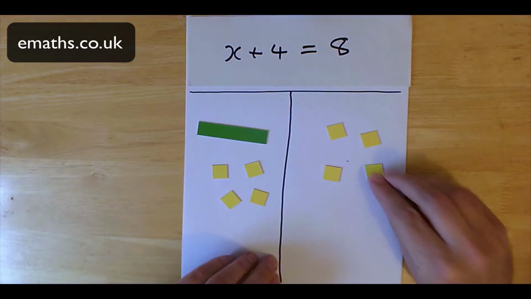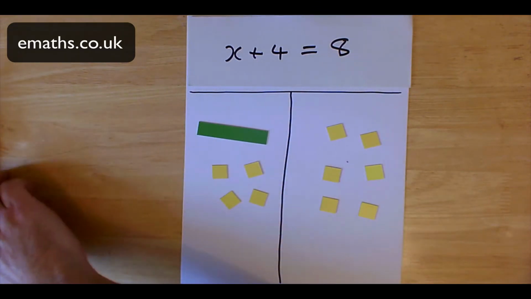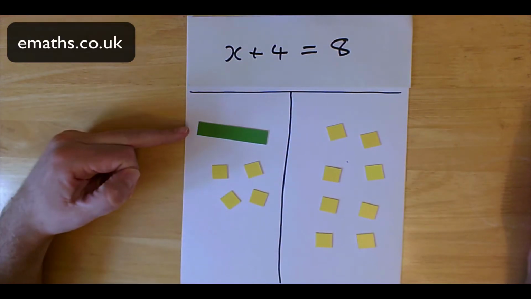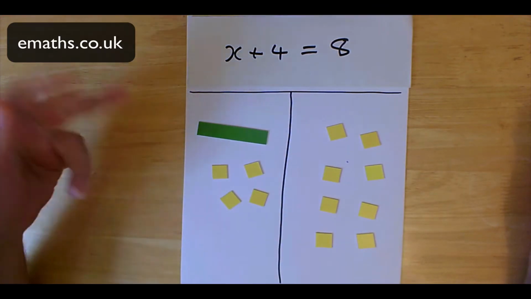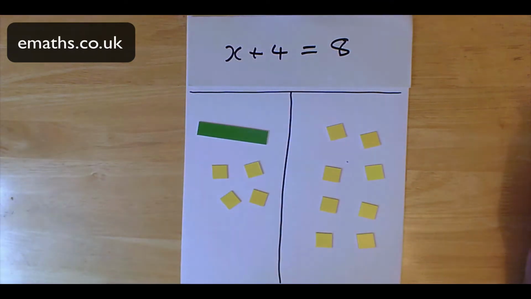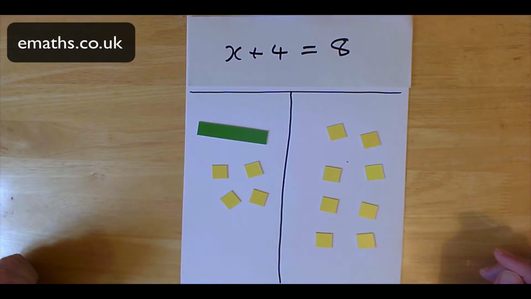And I know that these balance because I'm told by the equals sign that x plus 4 is equal to 8. What I want to do is isolate x. And I'll use this language with children. Isolate x, leave x on its own, find x, isolate x. At the moment, x is not isolated. There are other things on the same side of the balance as x, and I want to remove them.